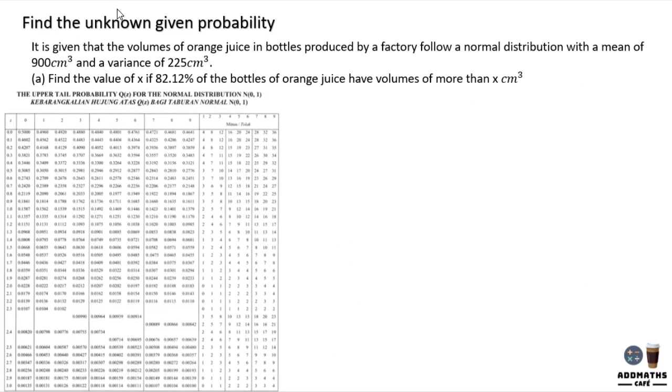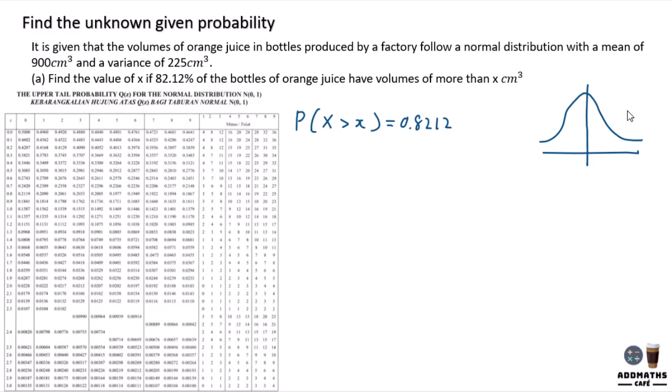Another question, which is the same question but a different method of asking. Find the value of X if 82.212% of bottles of orange juice have more than X. More than X means it is going to the right side, but the percentage is more than 0.5. You can see that it's 0.8212. So more than 0.5 goes to the right, more than half, going to the right.